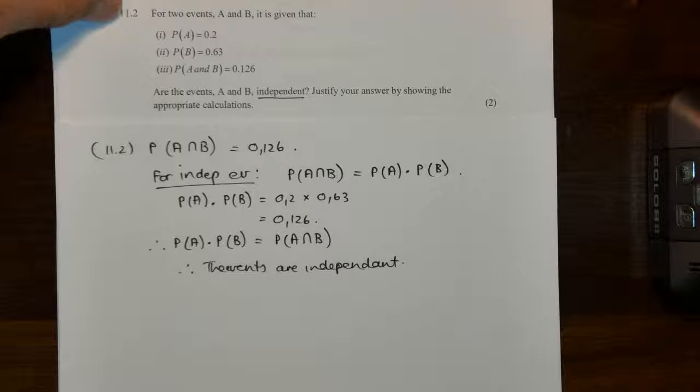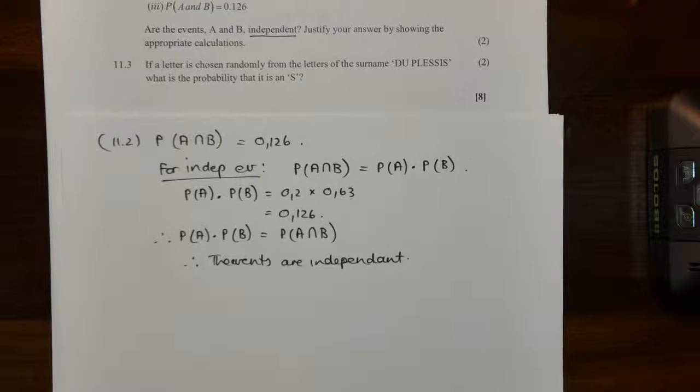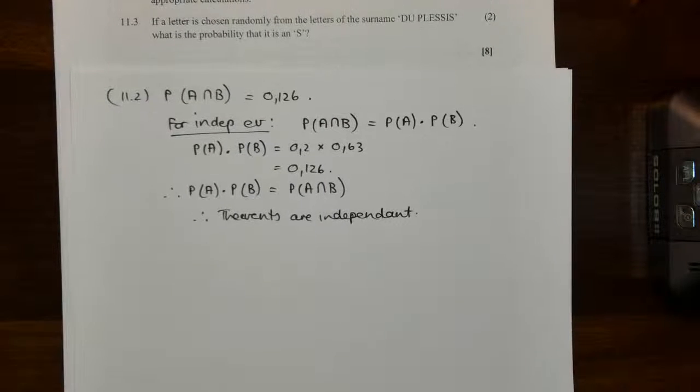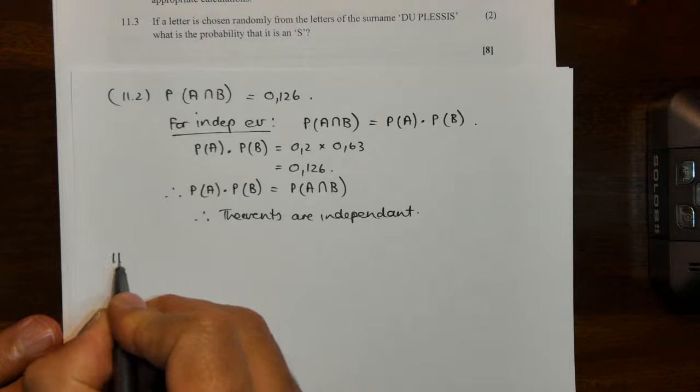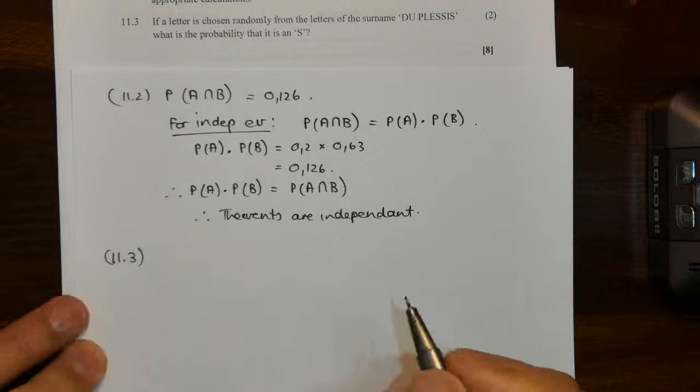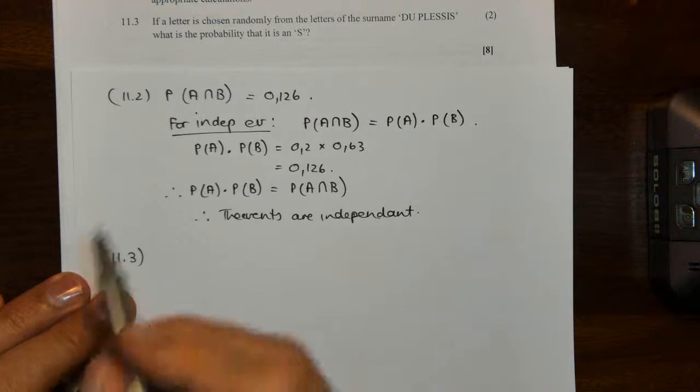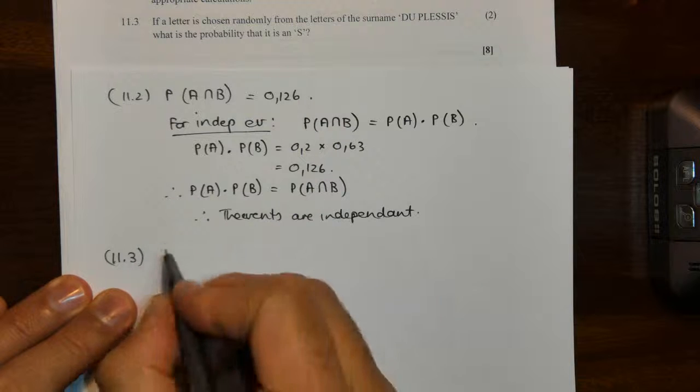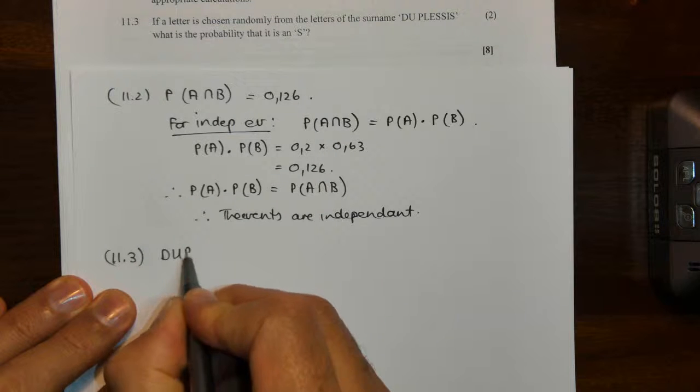Okay, let's look at the last one and then we conclude our discussion on the prelim paper. 11.3 was set by Mr. Heilbron, believe it or not, by me. Okay, so they gave you the letters of my surname, Duplessis.